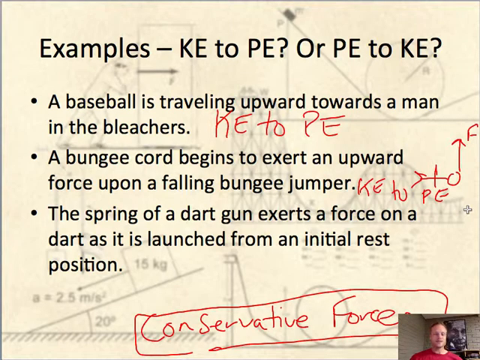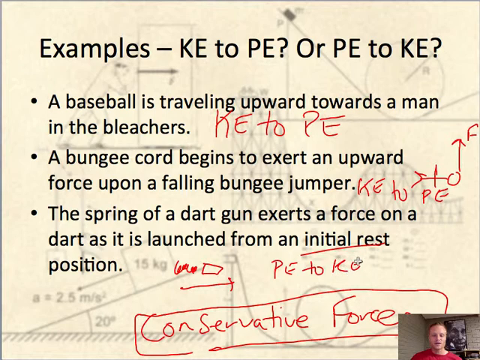The spring of a dart gun exerts a force on a dart as it is launched from its initial rest position. So basically the spring's all coiled up, and there's a dart, I'm not a good drawer, and the spring expands and pushes this dart out. It started at rest and now it's flying out. So this would be an example of potential energy to kinetic energy. These are all examples of conservative forces in action.